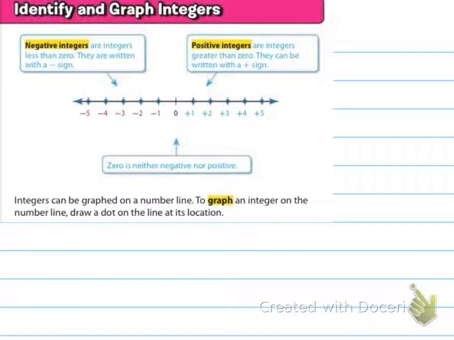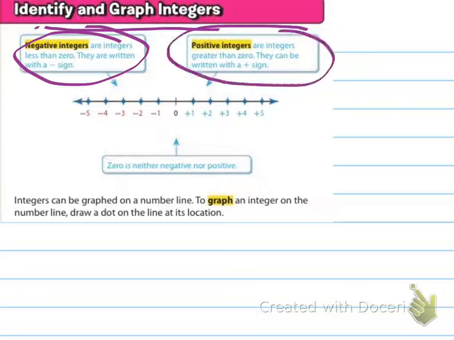All right, for this, you can just put as your title, Identify and Graph Integers, and then you can write negative integers are integers that are less than 0. They are written with a negative sign. And then you're going to write positive integers are integers greater than 0. They can be written with a positive sign. Now, they don't have to have the plus sign in front of it. It can be just a regular number. It's basically implied when there's no sign that it's positive.